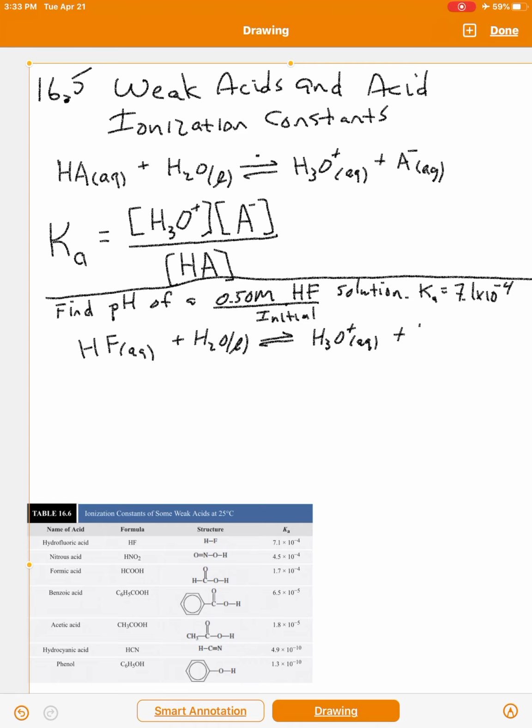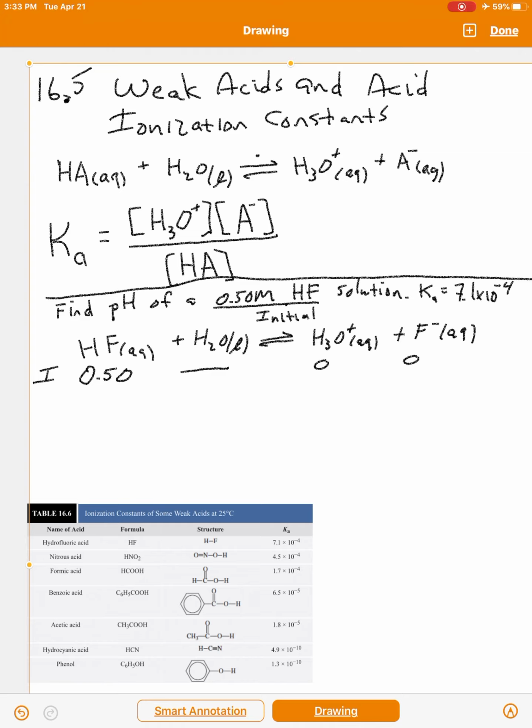And then the conjugate base would be the fluoride ion. And then you set up an ice table. So the initial concentration of HF is 0.50. Water we're not going to worry about, because water is a liquid and liquids are not involved in the equilibrium expressions. We're going to assume that these are initially 0.